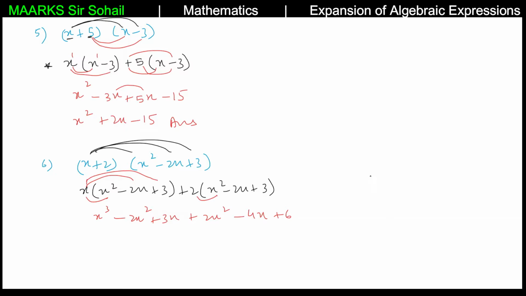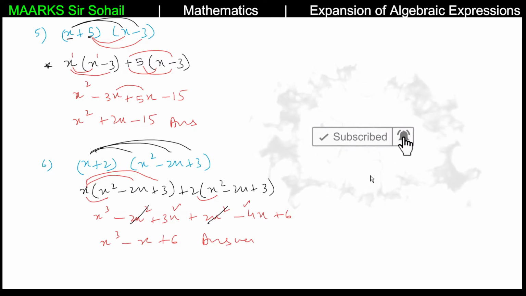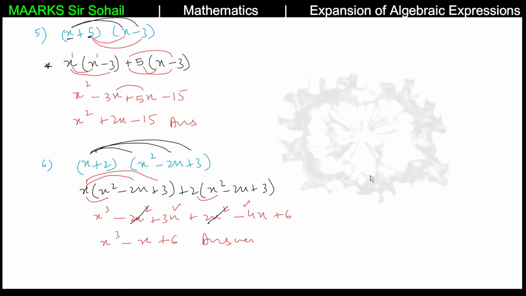Now we will cancel minus 2x square and plus 2x square and simplify the other expressions. So now we have x cube left here. We have 3x and minus 4x. So 4 minus 3 is 1, but since it's negative 4 and the bigger number, we'll write minus x here, minus 1x or minus x is the same, and plus 6. So this is the answer. This is how we can multiply two brackets with two terms, or if we have two brackets and one bracket with two terms and another with 3 terms, we can multiply it easily.